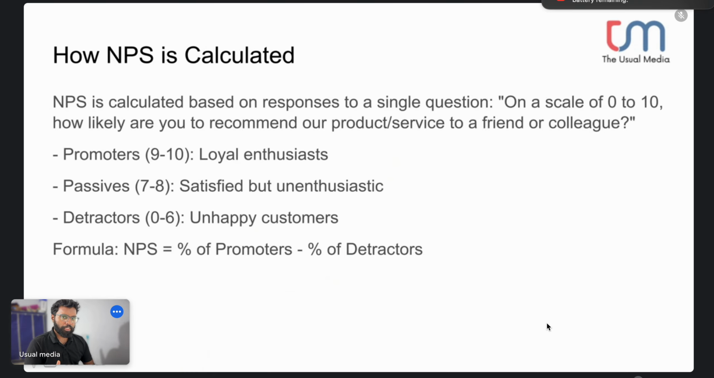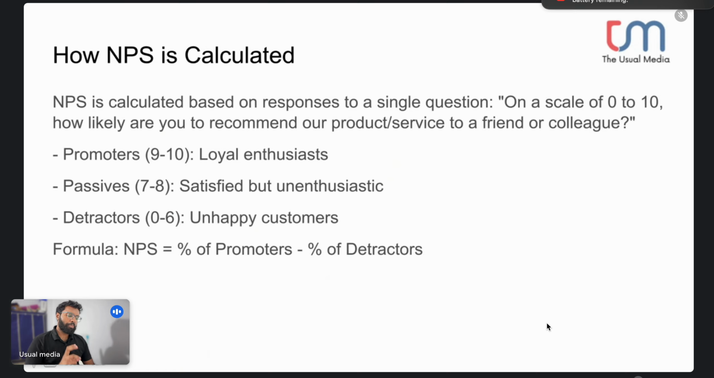But on the same time, let's say you visit Domino's, you have a nice pizza. Will you recommend Domino's pizza to your friend? No, right? You might like that pizza, but since Domino's is very very widely available, your friend might have also tasted it. It's not unique in that case. So in that particular scenario, you come under the passives. Then comes the detractors, which is completely unsatisfied customers, right?